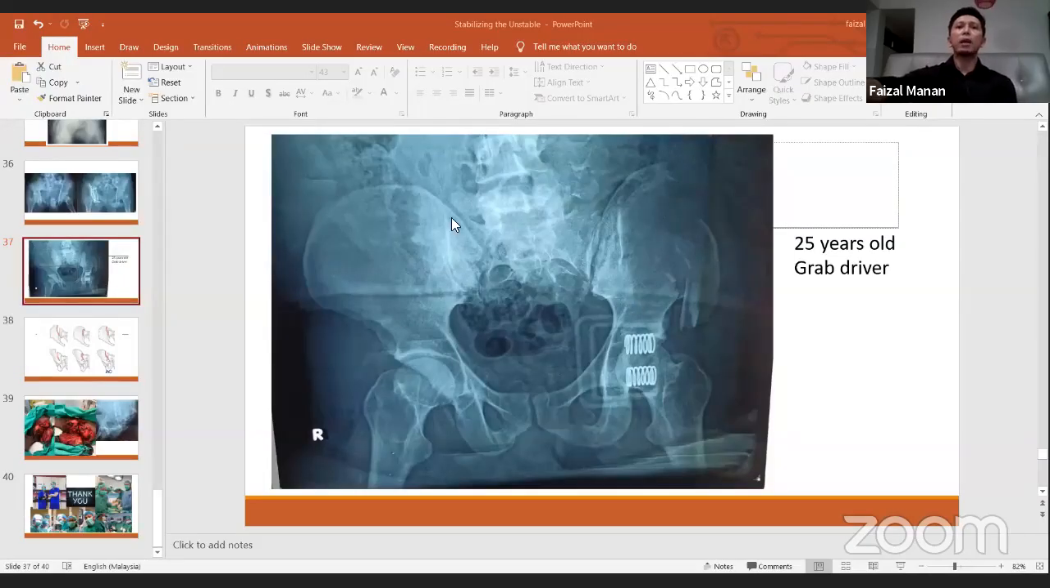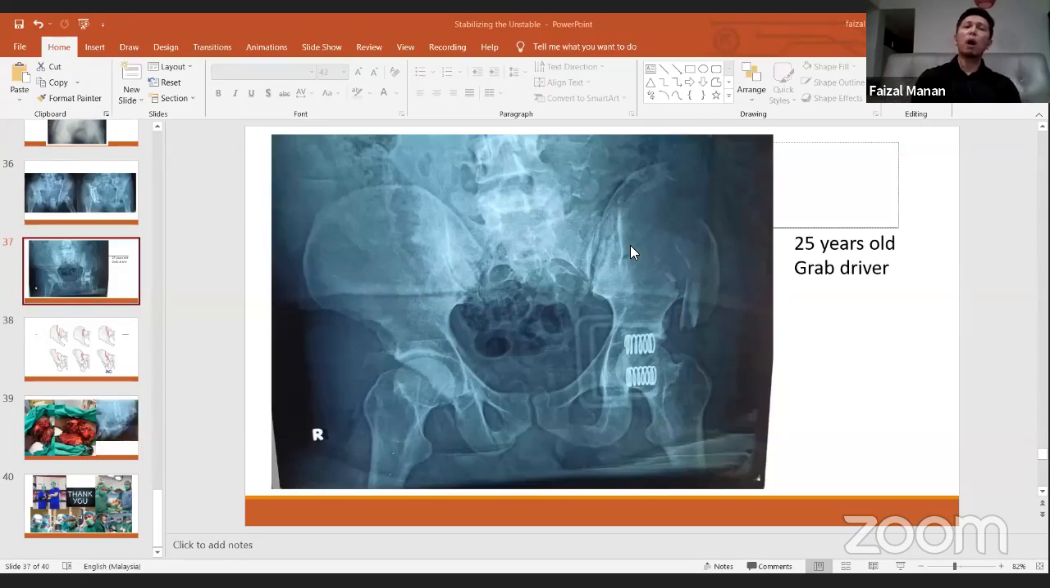And the second question I see is about the Grab driver. With regards to the Grab driver, let me try to share the slides here. Okay, so with this Grab driver, if you can see, the right side is okay, the pubic rami doesn't seem to be open up here. And if you follow it, you can see the iliac crest, there's a fracture there. And there seems to be a certain degree of opening of the SI joint here, most likely the anterior and posterior sacroiliac ligaments have already been torn.